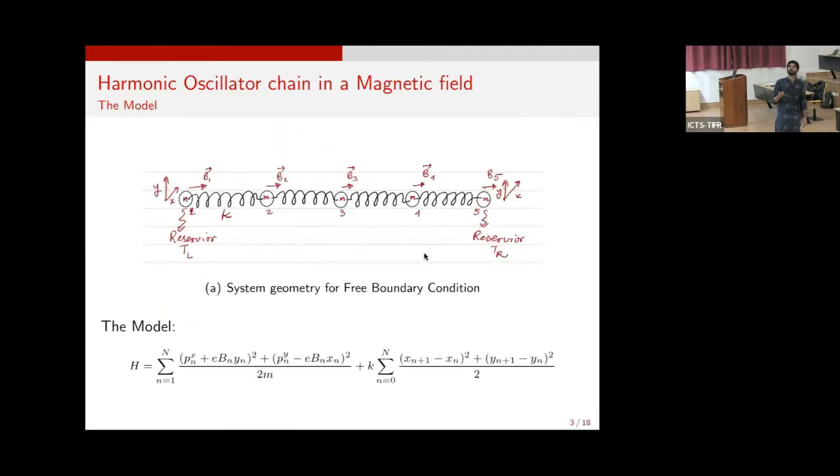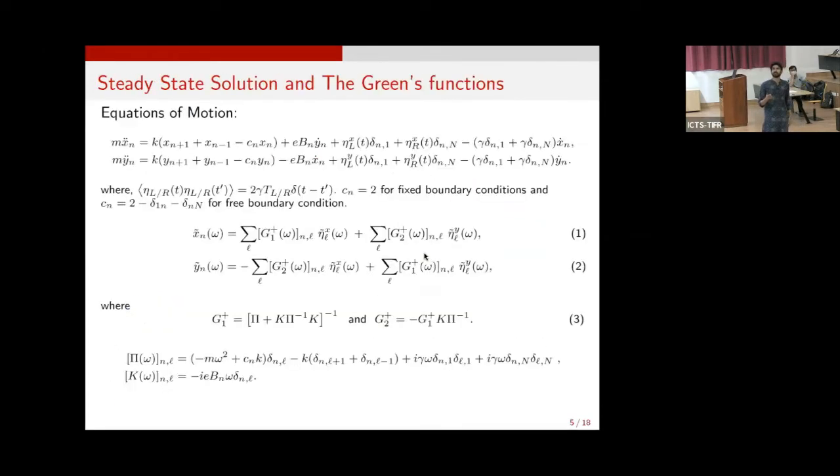From this Hamiltonian, you can directly write down the equation of motion, and it's an integrable system, so exact solutions are possible. These are the equations of motion for the 2 degrees of freedom of the particle at n. There are a few things I want you to note here. Note that the ends are connected with reservoirs, and the effect of the reservoirs is modeled by these terms eta L, eta R. X and Y refer to the 2 degrees of freedom, and there is a magnetic field which couples the velocities of the corresponding degrees of freedom.